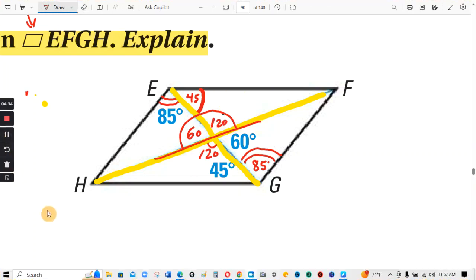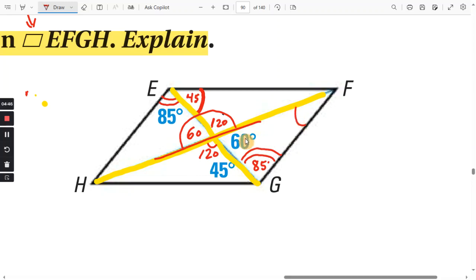And for the rest of them, we can really just use the angles inside of a triangle. This is a triangle here. The angles inside of a triangle add to 180. So if this is 60 right here, and this is 85, this one right here is just going to be 180 minus 60 minus 85. That's 120 minus 85, that's 35. It's a 35-degree angle right there.